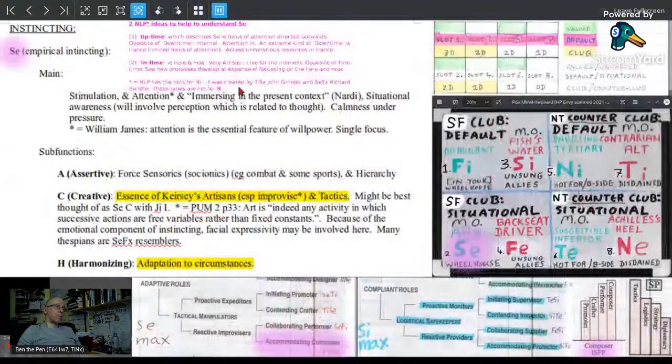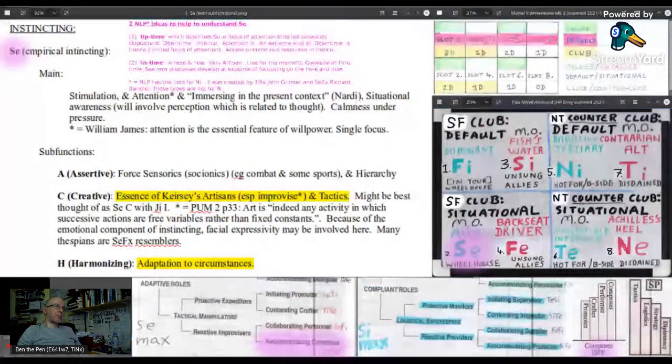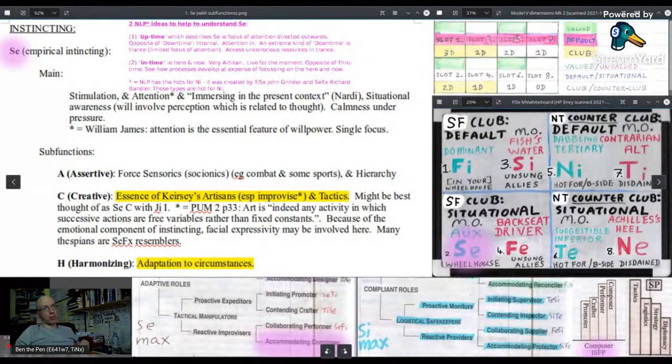But if we look at this within the Keirsey theory, he's got the SP as best at tactics and second best at logistics.